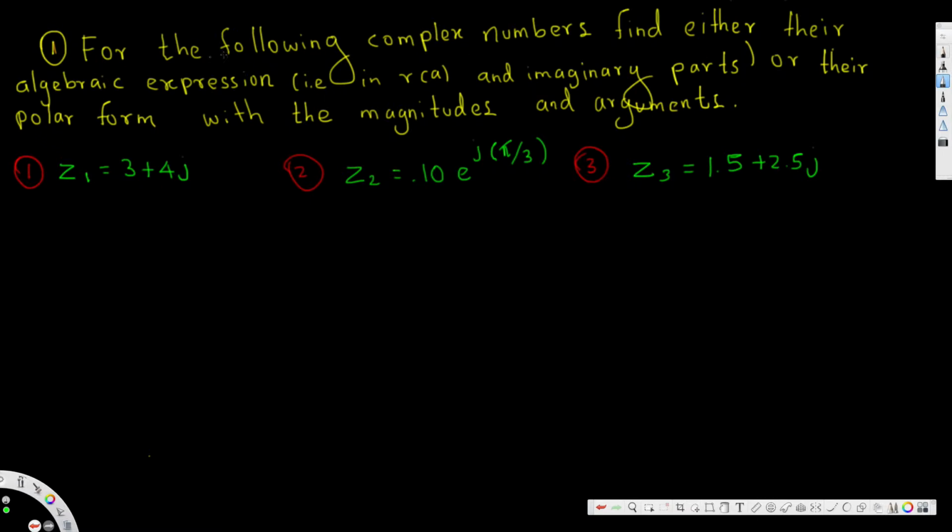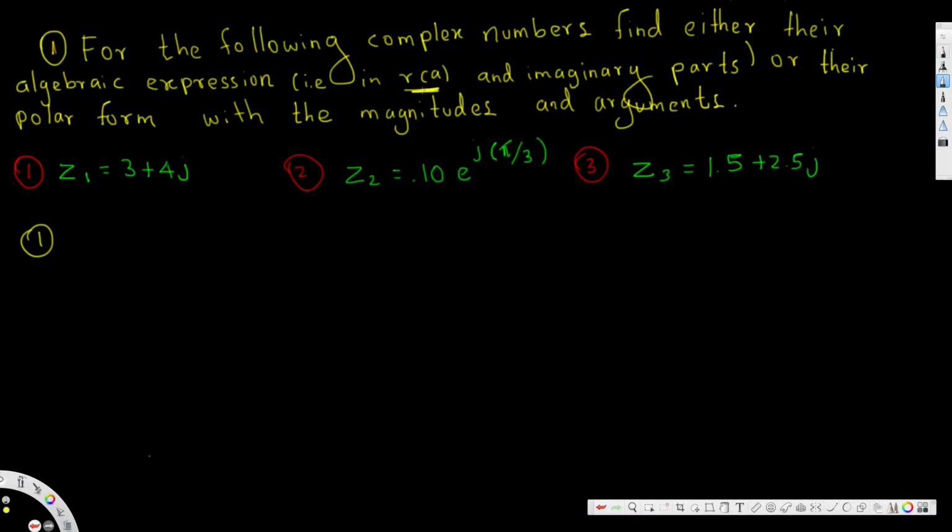Here the question is asking for the following complex numbers, find either their algebraic expression in real and imaginary parts, or their polar form with their magnitudes and arguments. If you look at the first one, it is already given in the polar form, or you can say Cartesian form. It's given in that. Now, what is RA?